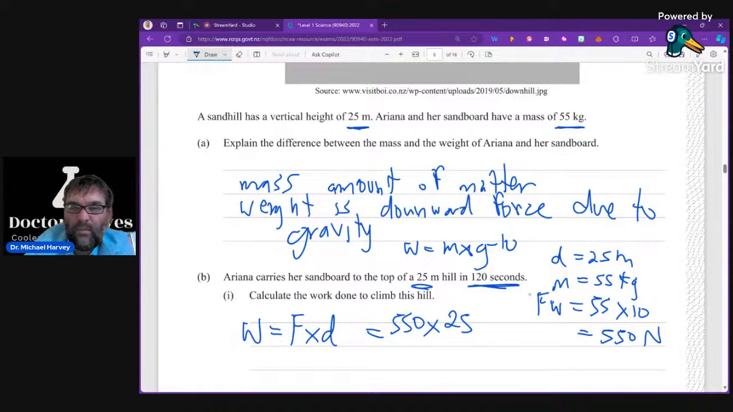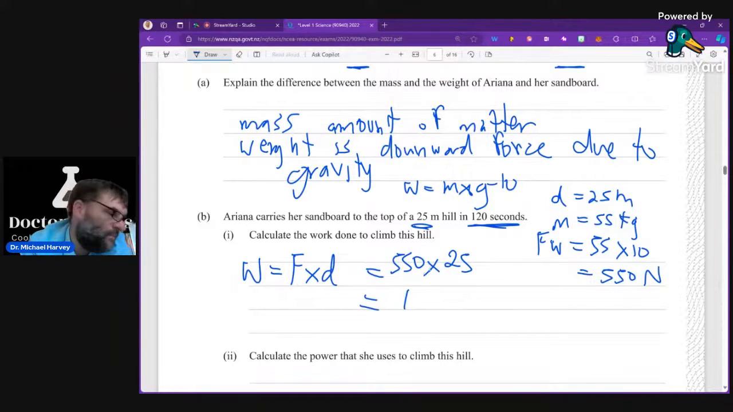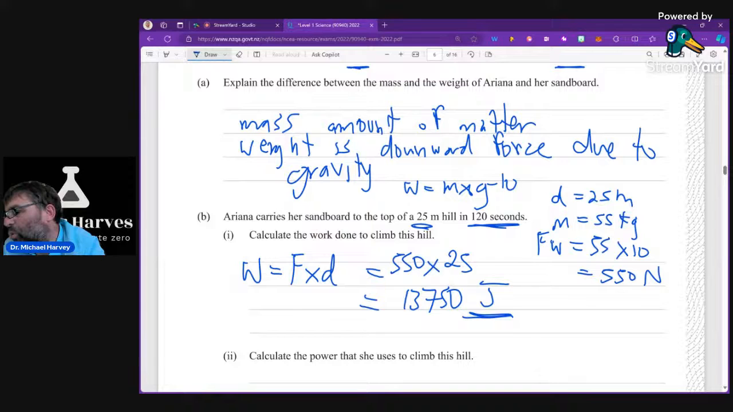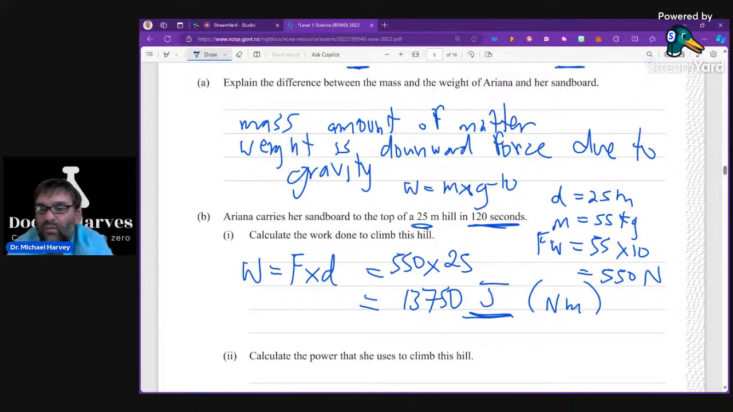That gives us 550 times 25, 13,750 joules. Okay. Yeah, because joules and energy are different sides of the same coin. So work is measured in joules, or it could be possible you would be allowed Newton meters. Okay, so that's fine, because Newton meters are essentially the same thing. The units of force are newtons, of course, and distance is meters, so Newton meters, and you can also use joules.